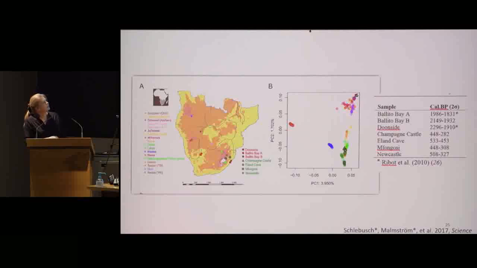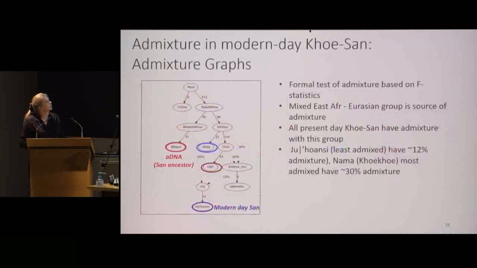But you can see that the ancient DNA individuals actually define the extremes of the PC here, and all modern-day groups seem to be attracted to these other parts of the PC. And this could indicate that there is admixture in all of these modern-day groups compared to the ancient DNA individuals, but we need to test this, of course. And so we tested whether there is admixture in modern-day Khoisan groups.